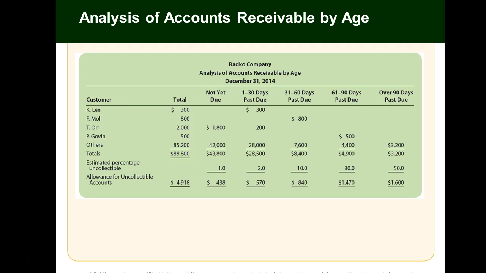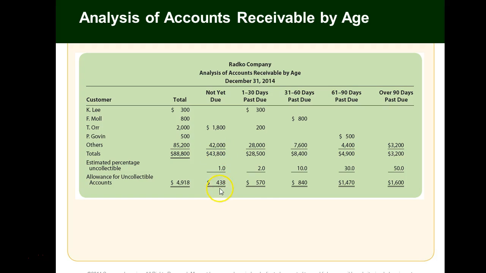We don't calculate that. Management's going to tell us, historically, this is how it works. So based on those totals in these various columns, for over 90 days, the 3,200, 50% of it is 1,600. From those 61 to 90, 30% of that is 1,470. From those 31 to 60, 10% is $840. 1 to 30 days, 2% is $570. And not yet due, 1% of that, $438.